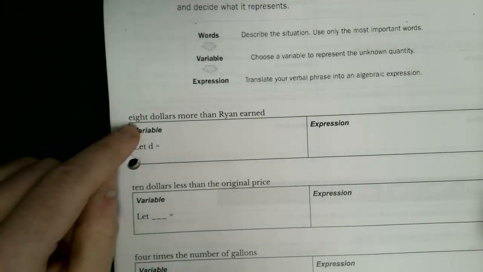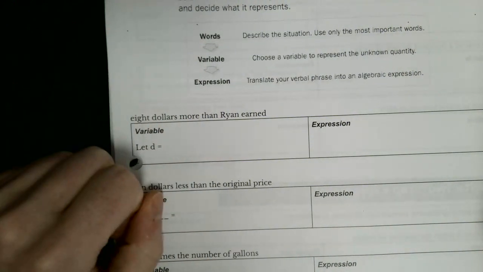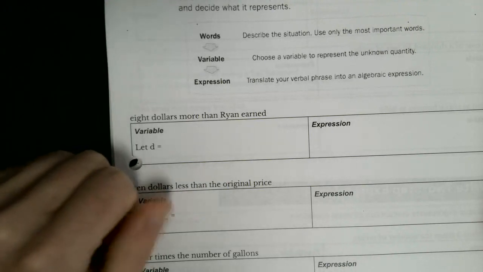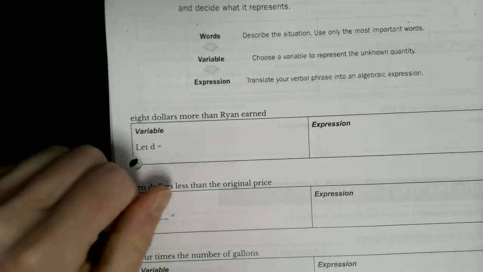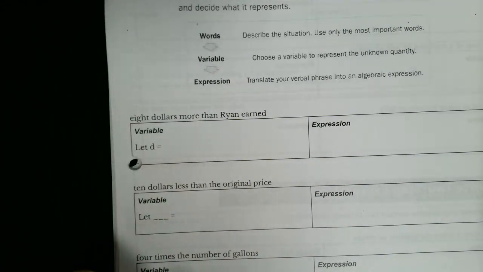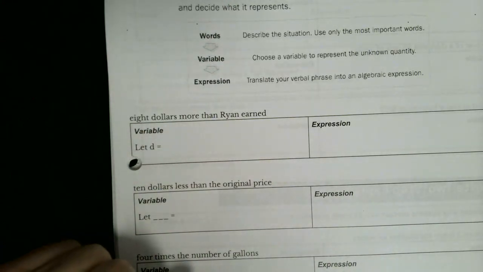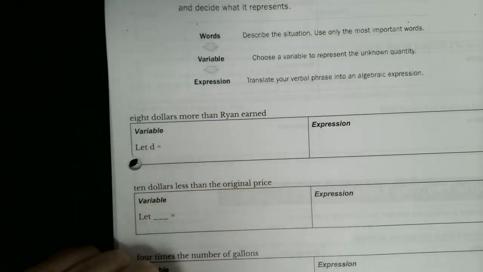So here's the phrase we're working with. $8 more than Ryan earned. Well, the first thing we want to think is what number do we not know? What amount do we not know? And that's going to be our variable. Well, $8 more than Ryan earned. We don't know what Ryan earned. That's going to be the variable.